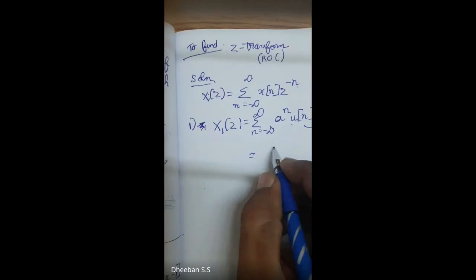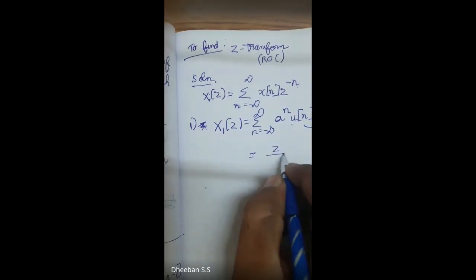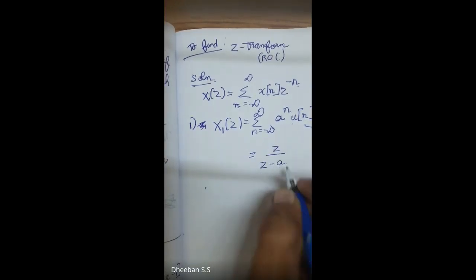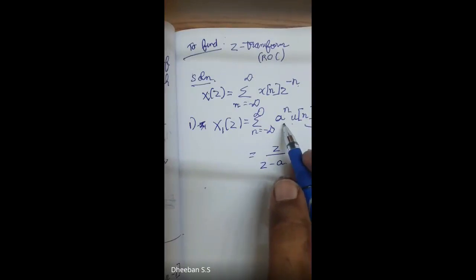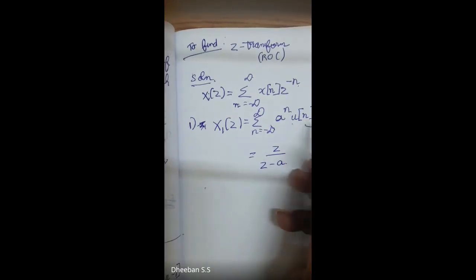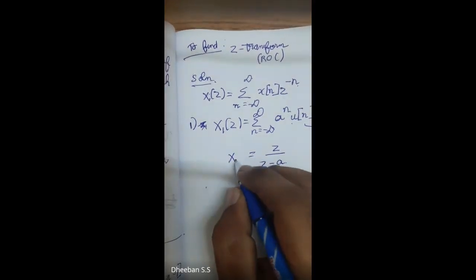It will be of the form z by z minus a, where a is a constant. So for the unit function, this is the formula, if you have already studied it in your mathematics. So x1 of z is this.